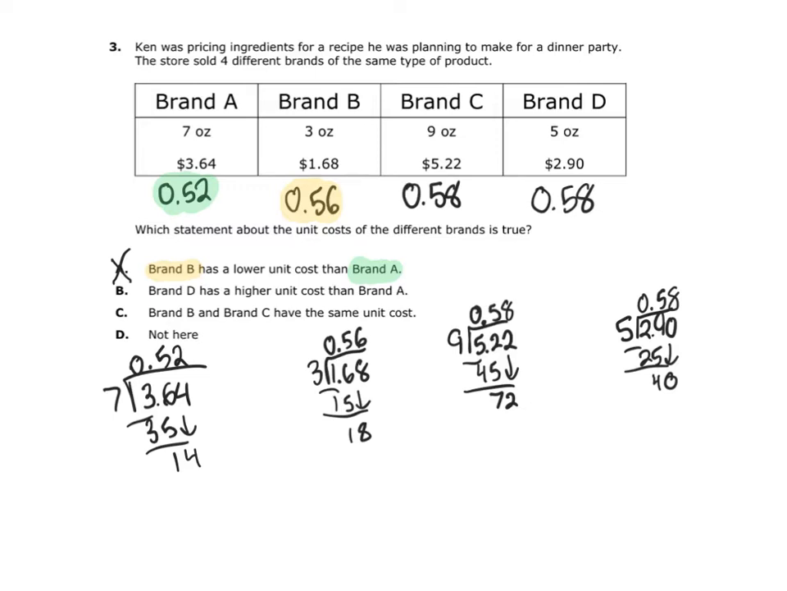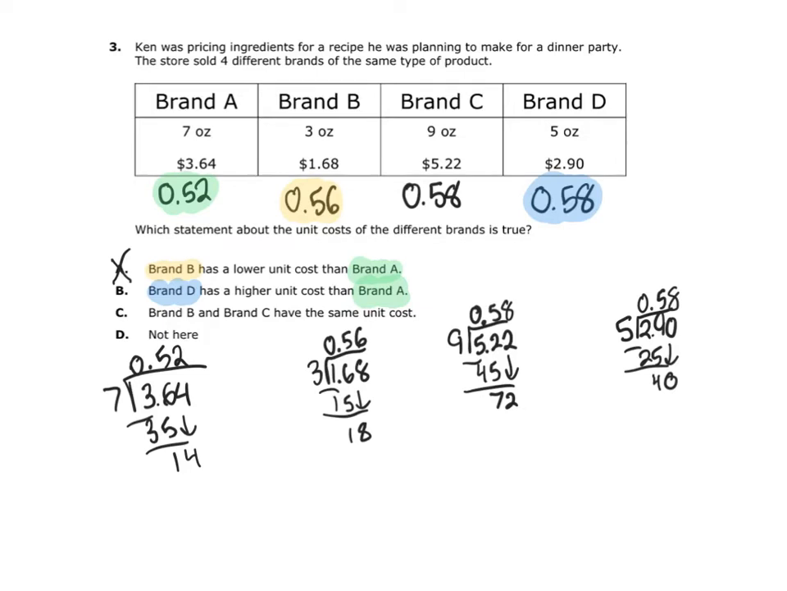Moving on to the next one. Brand D down here has a higher cost than brand A down at the front. So 58 cents is higher than 52 cents. That seems like a pretty good answer choice right now.